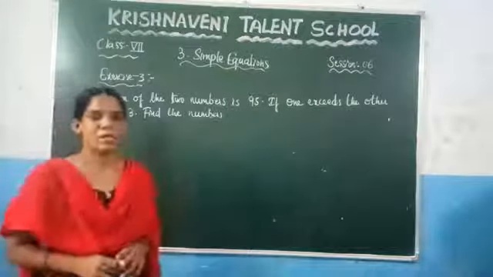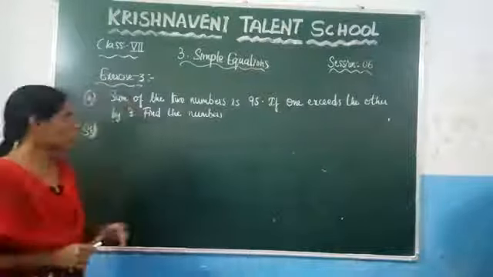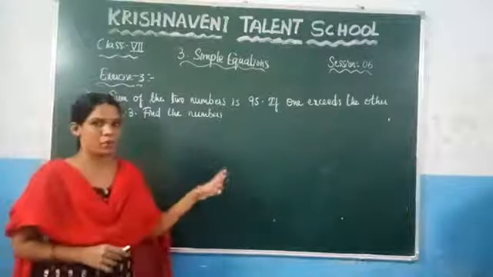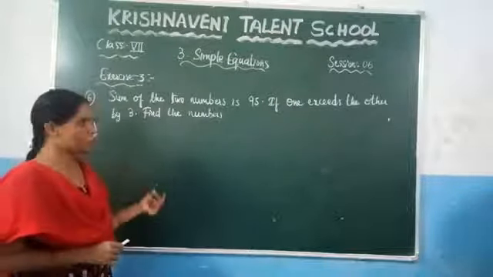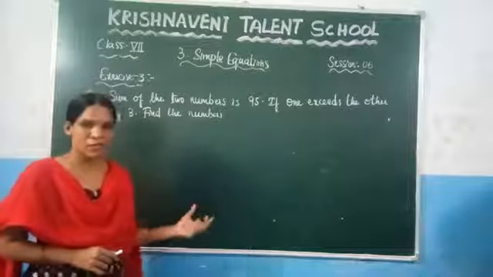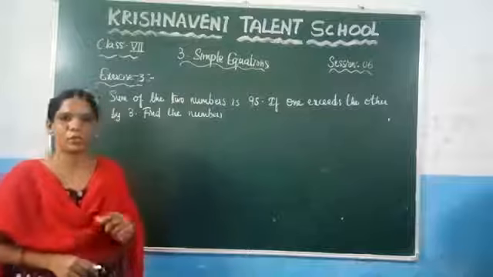What is the meaning of exceeds? That is nothing but you need to take the difference. So if you take two numbers and add them, you have to get the answer as 95. And if you take the same numbers and subtract, you have to get the answer as 3. What are those numbers you need to find?